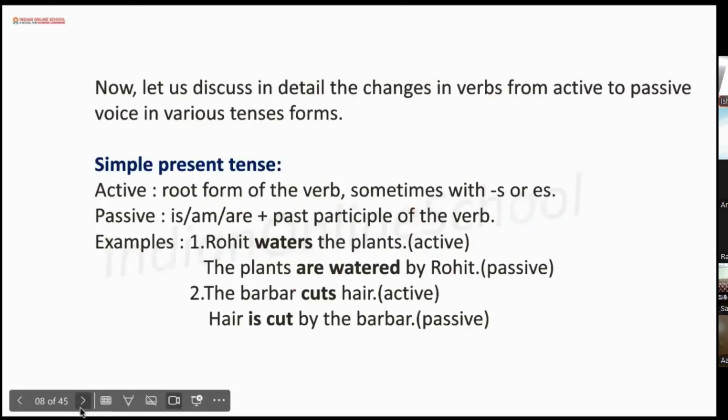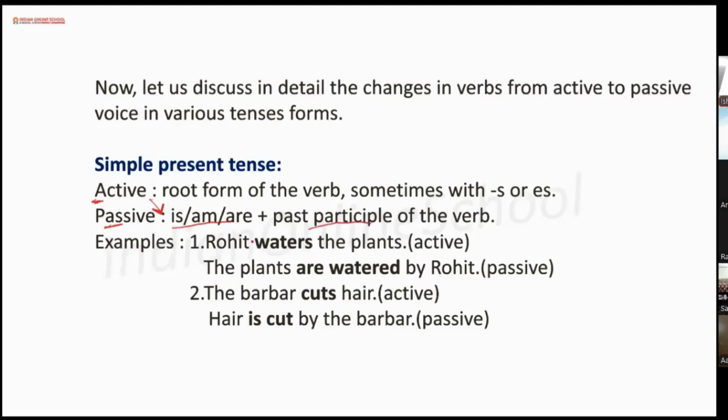Yes, ma'am. Okay. Now we will go according to the tense. First is the simple present tense. Okay? We will change the simple present tense from active to passive. So when you change it into the passive, the helping verbs are is, am, are, and the past participle of the verb. Okay?